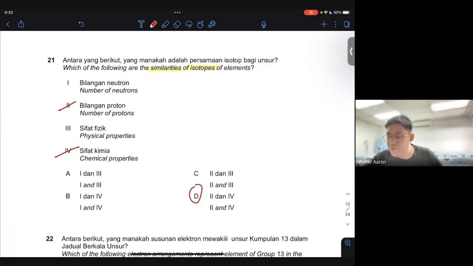2 and 4. Physical properties and neutrons are different. Because we know that isotopes are atoms of the same element with the same number of protons but different number of neutrons. So definitely you can do this. And physical properties will not stay the same also, because why? Maybe one of the atoms is heavier than the other, so the movement speed will be affected and things like that. So the answer here is still D.